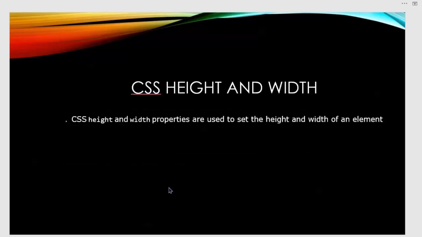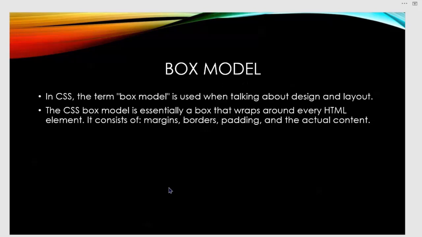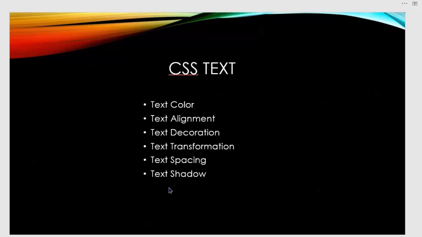In CSS, height and width. The CSS height and width properties are used to set the height and width of an element. Box model. In CSS, the term box model is used when talking about design and layout. The CSS box model is essentially a box that wraps around every HTML element. It consists of margins, borders, padding, and the actual content.